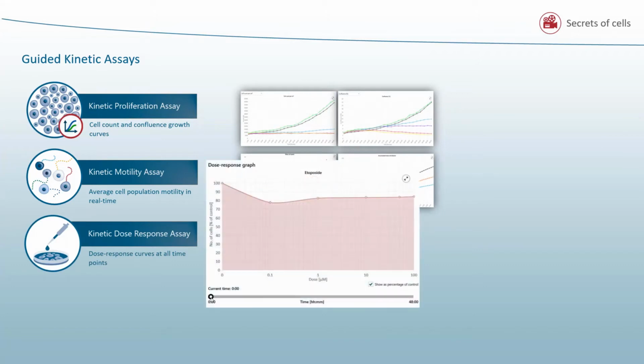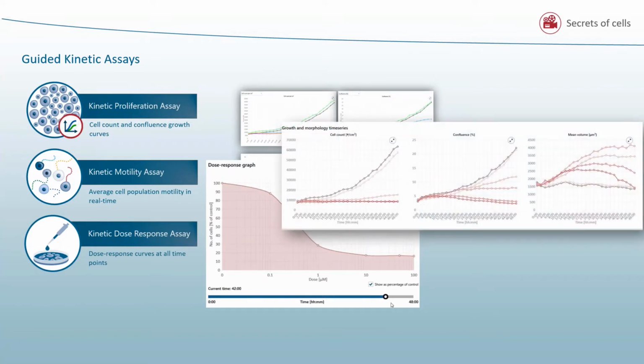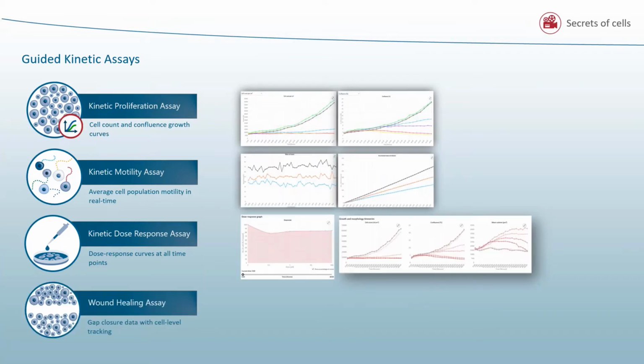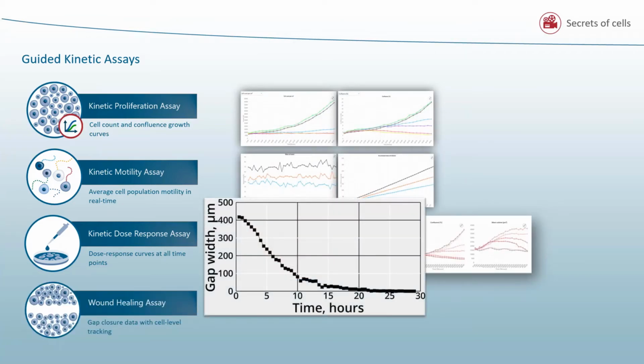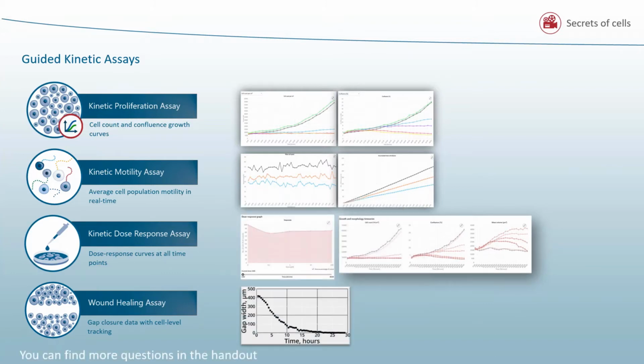With the kinetic dose response application, you can understand how your treatment affects cell proliferation and get an interactive dose response curve for each time point, as well as get insights on how your treatment affects cell morphology, for example, cell volume. Finally, with wound healing, you can study how your treatment affects gap closure, and whether the gap closure is initiated by cell proliferation or cell movements. More about research questions you can find in one of the handouts for this webinar.